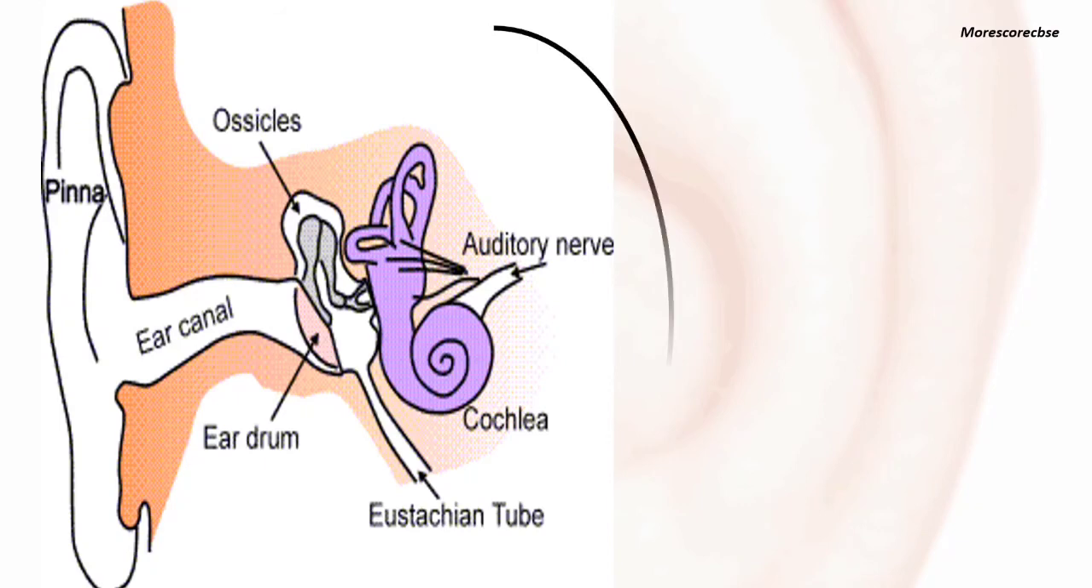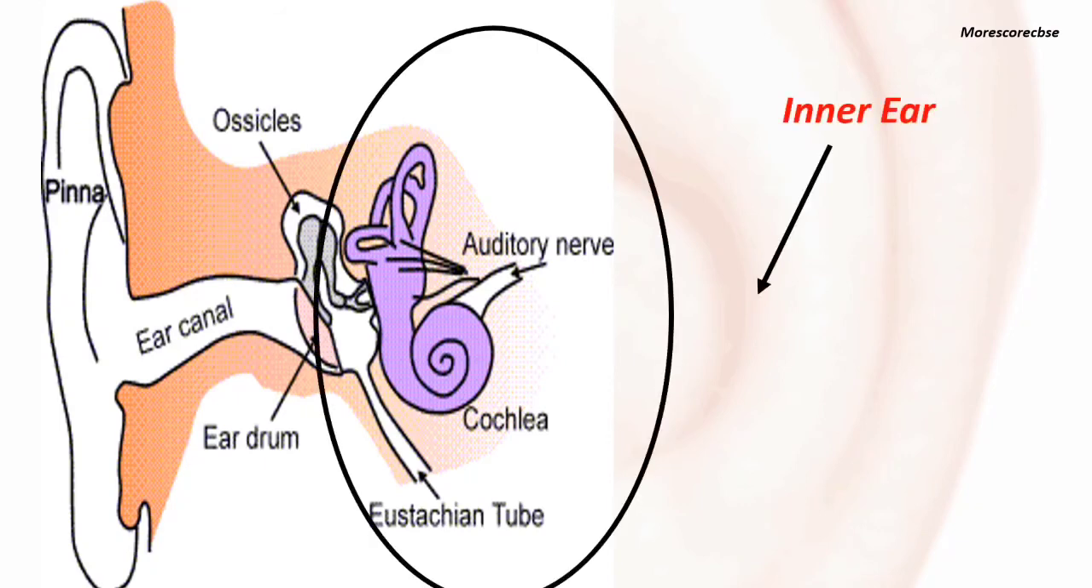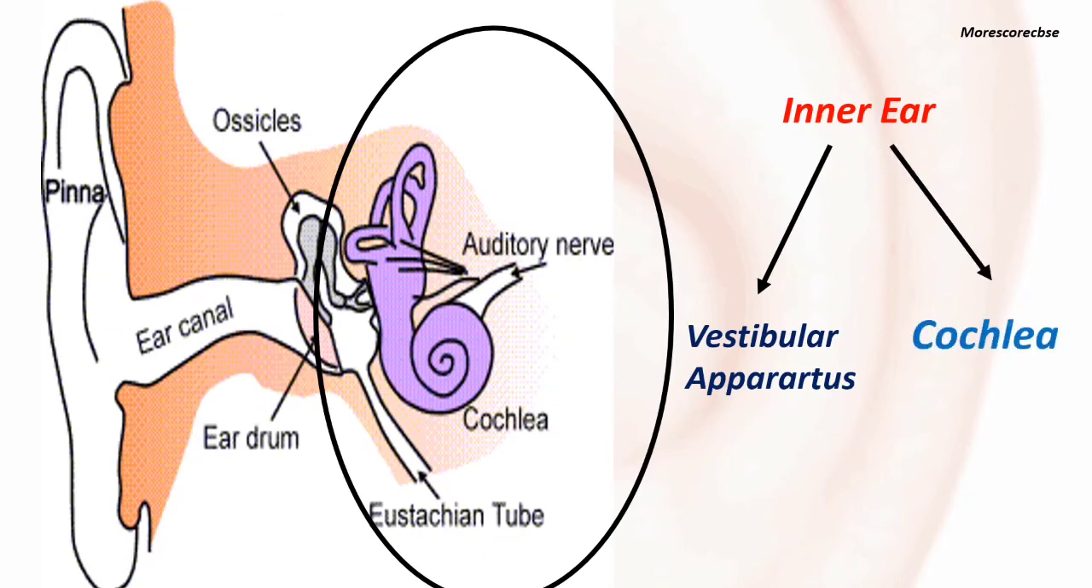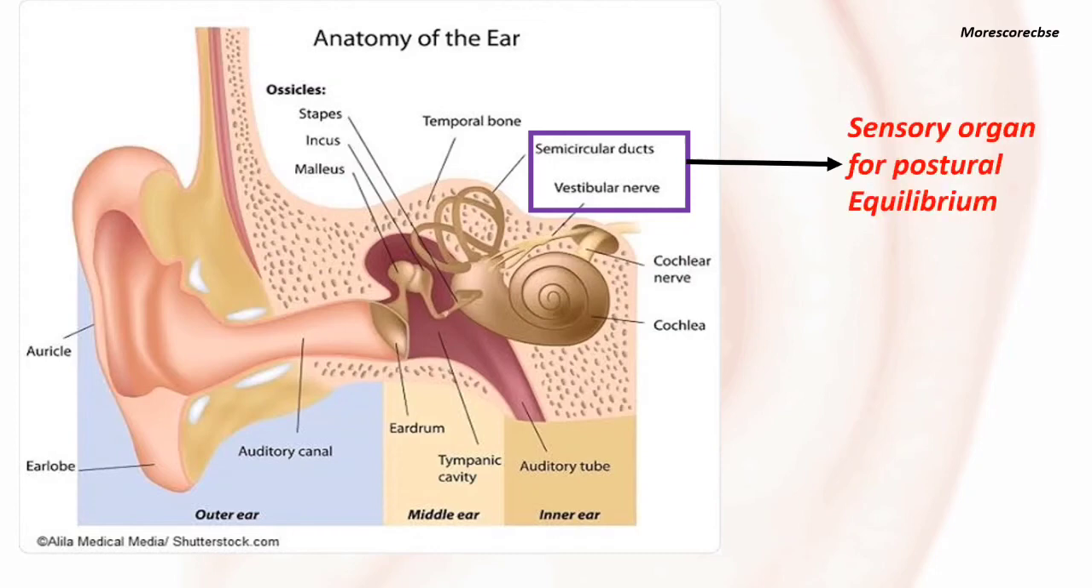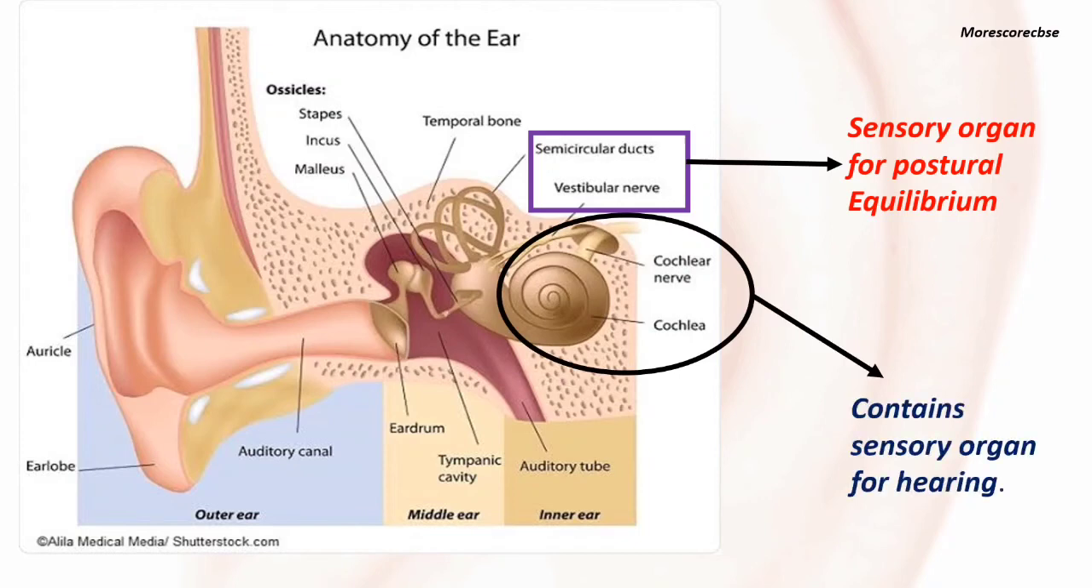The next is the inner ear. The inner ear consists of two parts, the vestibular apparatus and cochlea. The vestibular apparatus is composed of the semicircular ducts and vestibular nerve. These are the sensory organ for postural equilibrium. The next one is cochlea. Cochlea consists of tiny hair cells. They translate the vibrations into electrical impulses that are carried to the brain by sensory nerves.